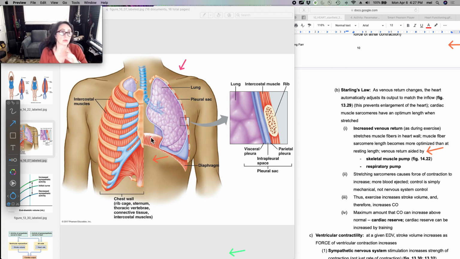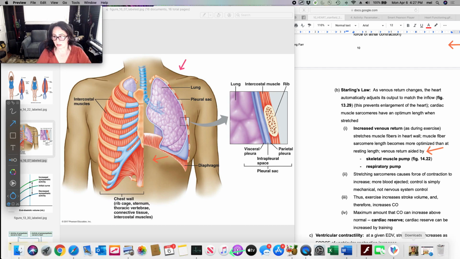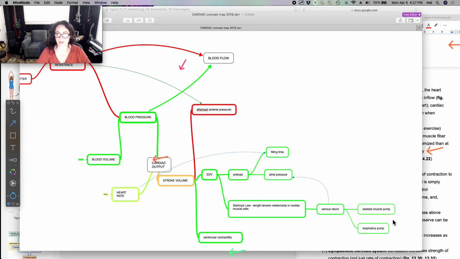So exercise not only increases arterial flow, exercise increases venous return by what we call the skeletal muscle pump and the respiratory pump. And that is what we looked at right here. Okay, skeletal muscle pump and the respiratory pump increase venous return. Venous return causes stretching of those cardiac muscle sarcomeres to their optimum length. And then that, of course, is going to directly impact EDV, which is going to directly impact stroke volume.